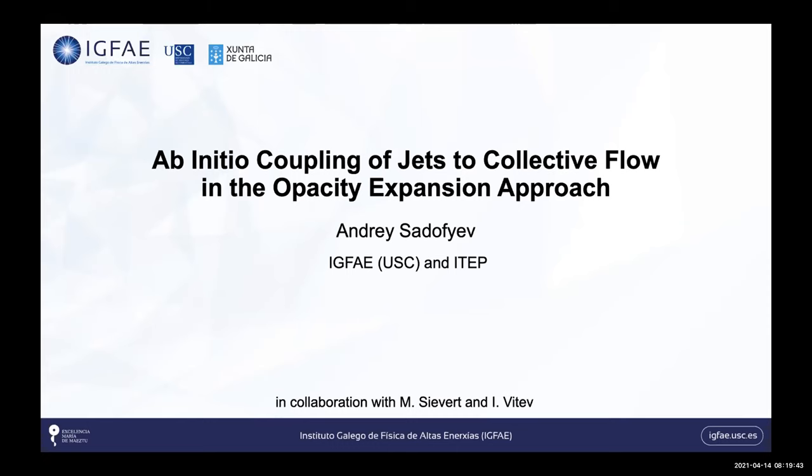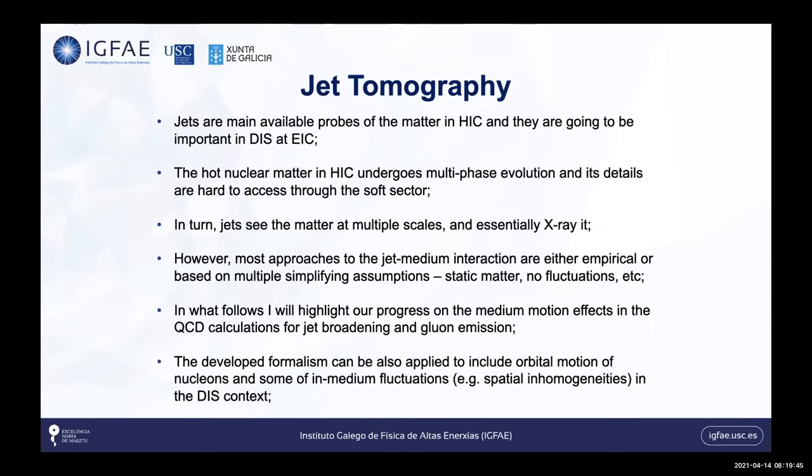Okay, let's start. The main motivation for this work comes from the pretty old idea of jet tomography. The logic is the following. Jets are the main available probes of quark-gluon plasma in heavy ion collisions. Jets are going to be important at the EIC. In heavy ion collisions, the matter goes through non-trivial dynamics. It's very hard to study through the soft sector. In turn, jets allow you to probe matter at different moments, basically giving you snapshots of the matter. So you make a set of X-rays.